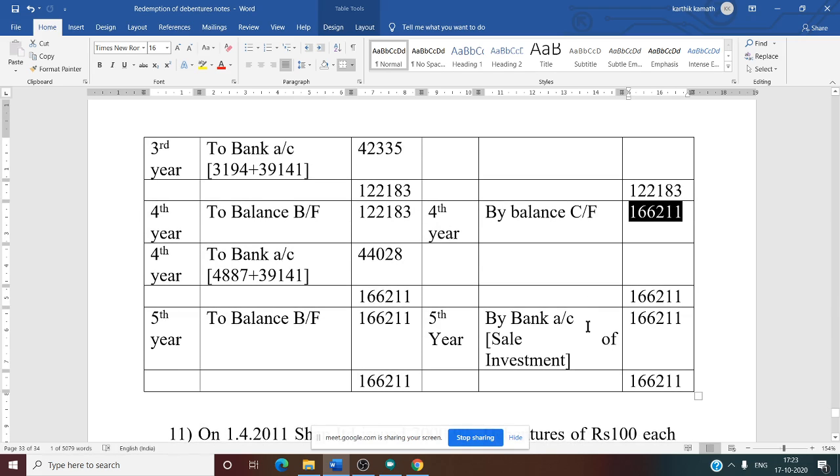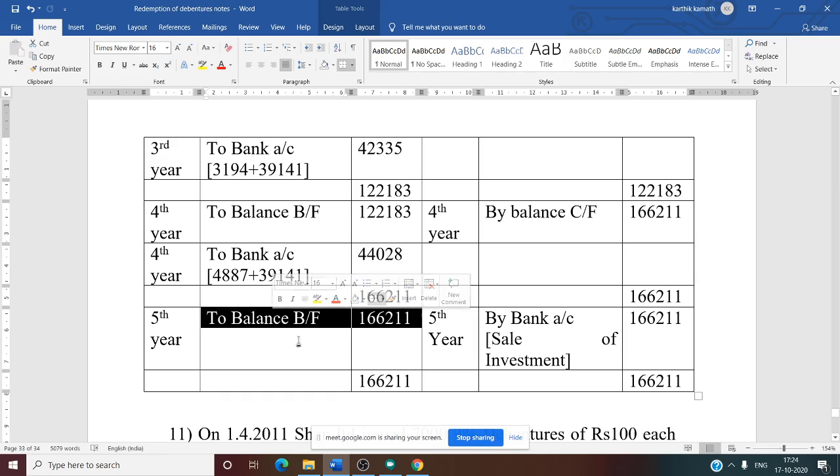1,66,211. Now the fifth year is our last year. In the last year there is no interest in the DRFI account. Why is there no interest in DRFI? Because at the end of the last year the investments are sold. That is why we know the actual amount. Actual amount means the balance available at the beginning or at the end of that particular year.